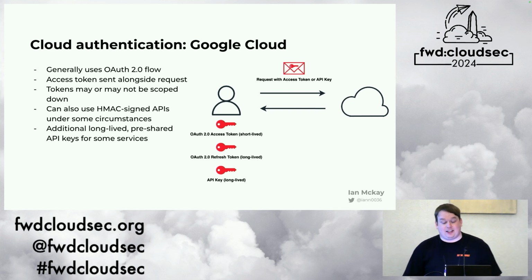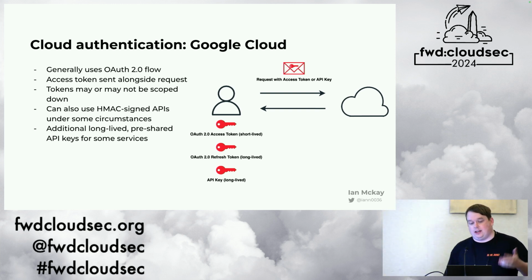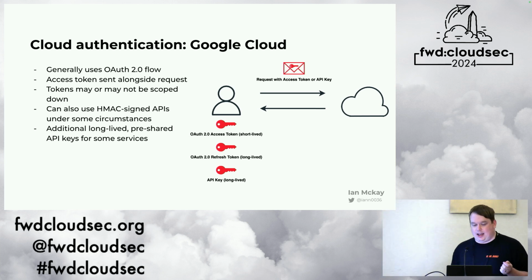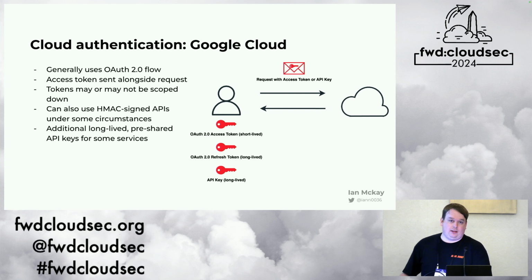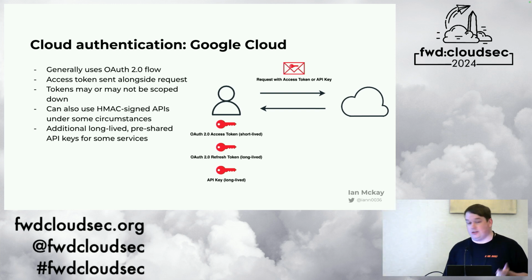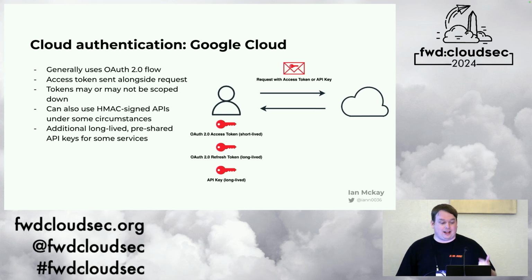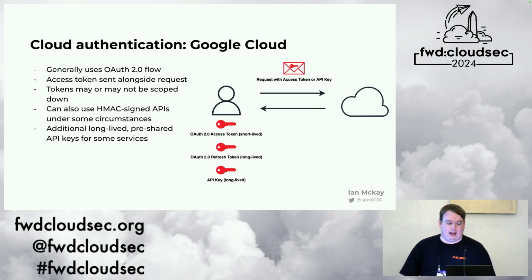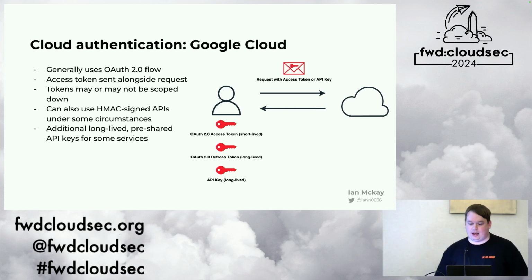This is very similar to the way that Google Cloud works. So again, it uses an OAuth 2 style flow. Tokens may or may not be scoped down. There is technically a HMAC signed API style. If you want more information about that, Kat Traxler just published a blog post on this exact topic. And Google has one more authentication mechanism, which is the long-lived API keys. And that's basically, as you would expect, it goes alongside the request in the authorization header, like any other key.